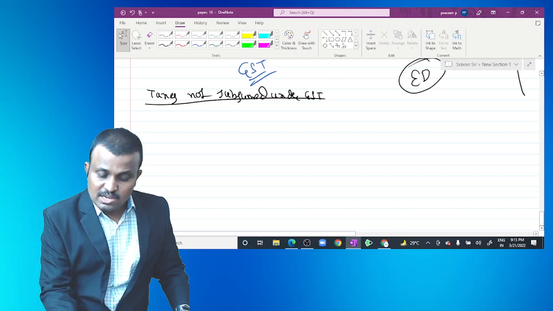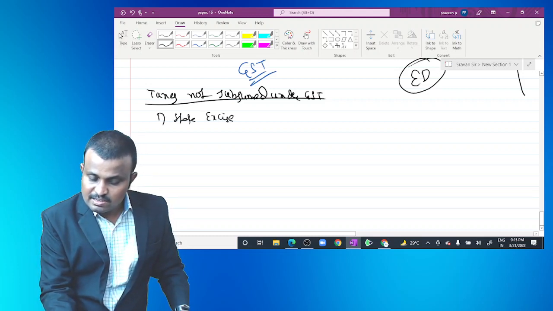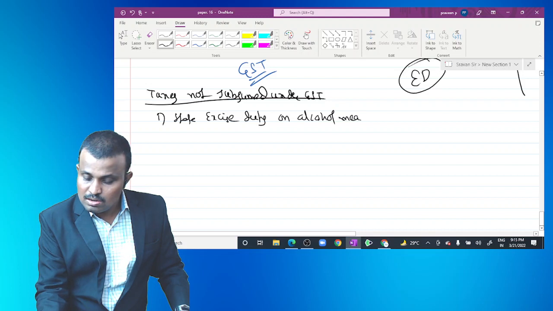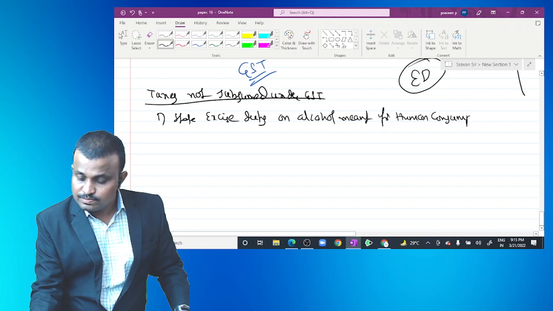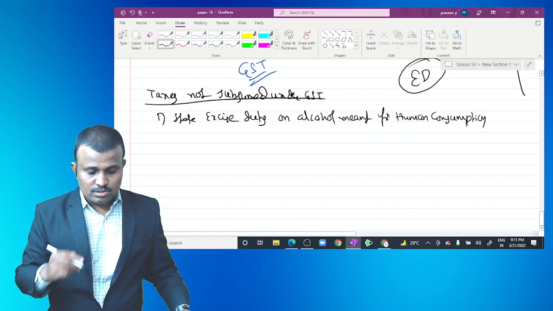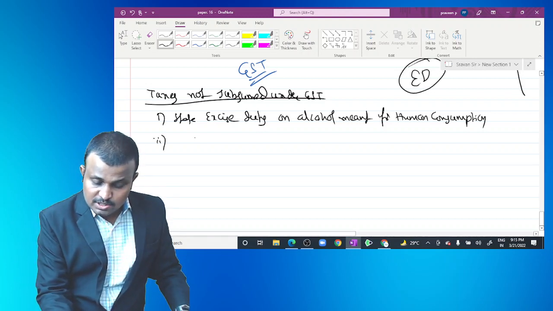Taxes not subsumed under GST. The first one is state excise duty on alcohol meant for human consumption. State excise duty meant for alcohol. So state excise duty levied on alcohol meant for human consumption.